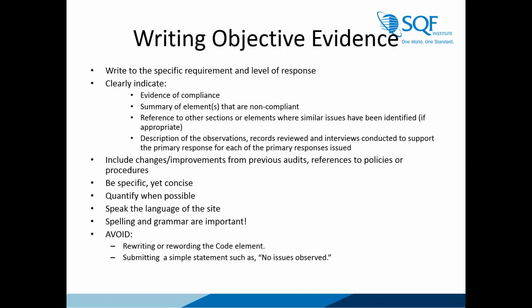Second, when you're writing it, clearly indicate the evidence of compliance or non-compliance. Include a summary of the elements that are non-compliant. You might also want to include what they are doing correctly, as well as what they're not doing. For personal hygiene, for example, if everybody is washing their hands, that is something you also want to mention. Everybody washed their hands. However, I didn't see any paper towels in the paper towel dispenser. So summarize the evidence of compliance as well as non-compliance.